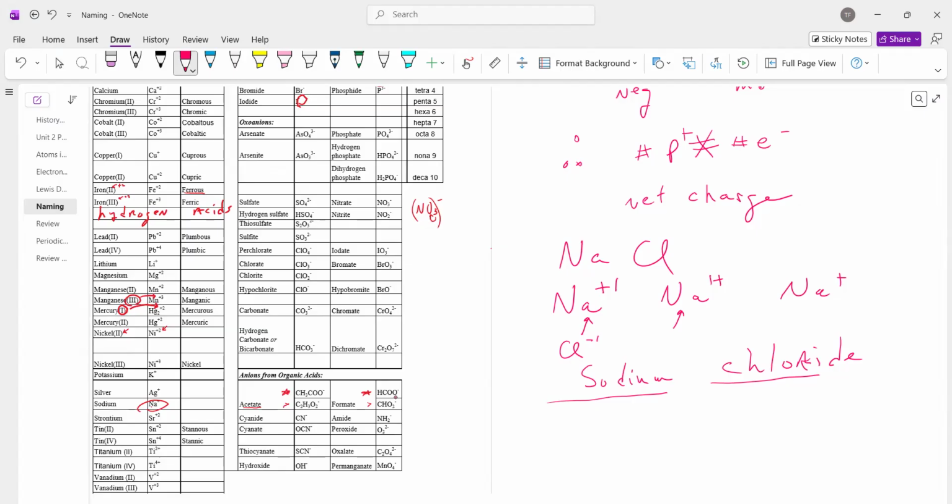Okay, so what's the net positive charge in sodium chloride? +1. What's the net charge? Negative. -1. So what's our net charge on this as written? 0. Okay, so the formula for sodium chloride is going to be Na, only one of them, now, chloride. One of them.